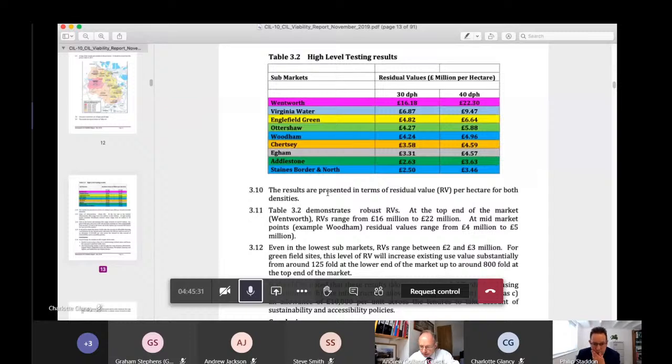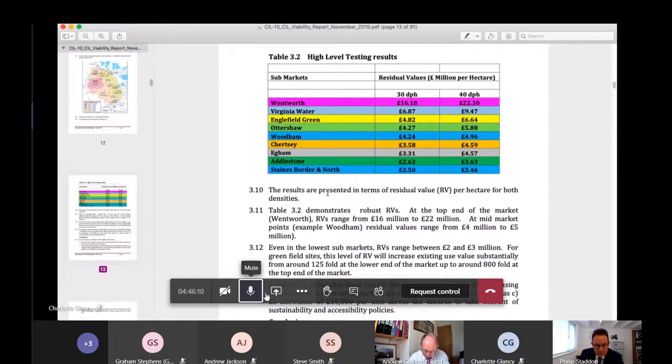Right. Can you hear me? I can hear you. Yes. Great. Okay. So these represent two notional 1 hectare sites built in the nine submarket areas that we talked about before lunch. That's 30 dwellings per hectare, and 40 dwellings per hectare, with slightly more smaller houses in the 40 DPH, as you'd expect to get on the site.